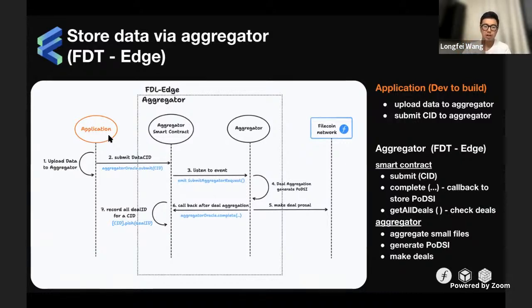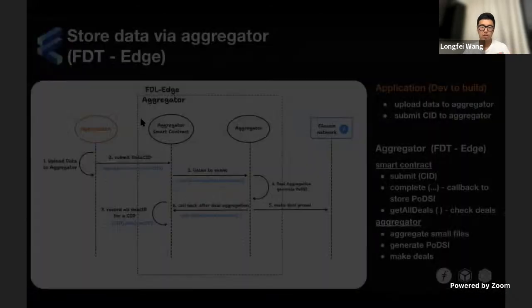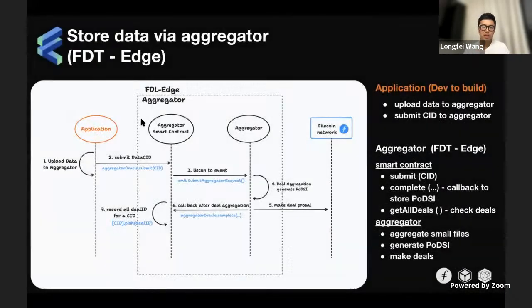we bring the application part, which involves updating data, uploading data to aggregator, and then being able to submit the CID to aggregator as well. At the same time, it might need to register the renew job or replication job or repair job with what we call the RaaS Node in the future, and then the RaaS Node will be able to monitor those. And that's what we expect developers, or builders, to build for this.